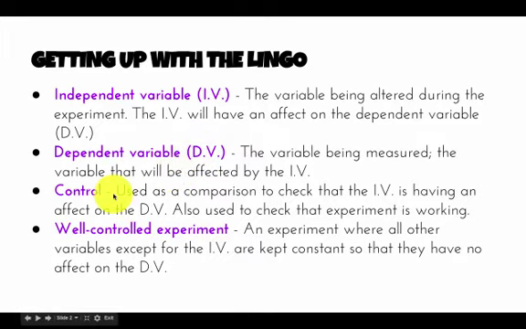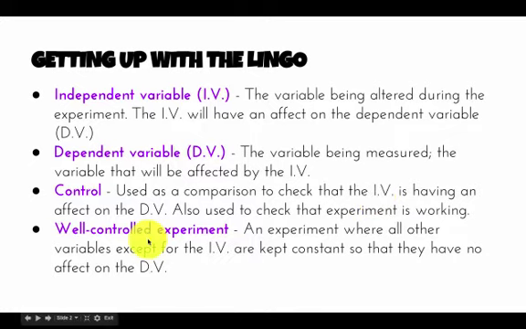Also, in an experiment, it's really good to have a control. A control allows us to compare the results to check that the independent variable is having an effect on the dependent variable. It's also good to check that the experiment is working. We're going to see in a moment that sometimes it's not always possible to have a control, but in most experiments, if you can have a control, it's great.